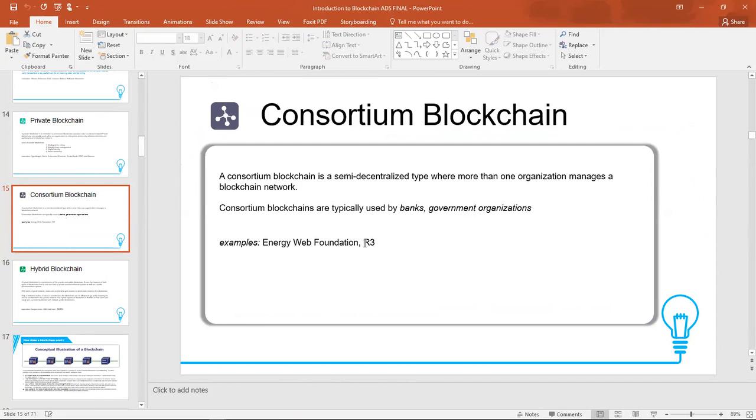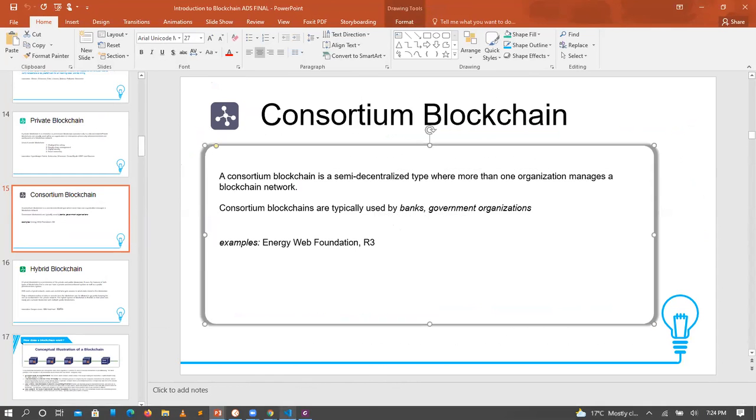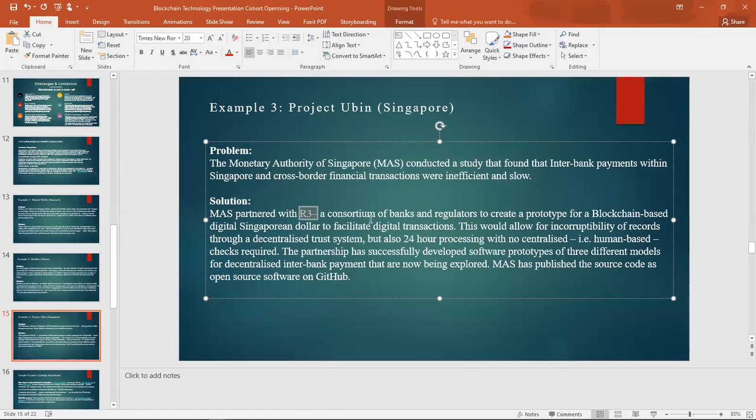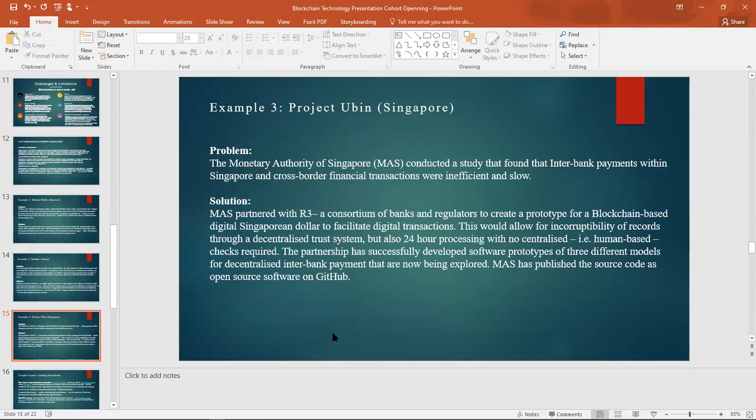So that is one of the examples, R3, and MAS partnered with them, a consortium of banks and regulators, to create a prototype for a blockchain-based digital Singapore dollar to facilitate digital transactions. This would allow for incorruptibility of records through a decentralized trust system, and also 24-hour processing with no centralized human-based checks required. The partnership has successfully developed software prototypes of 3 different models for decentralized interbank payment that are now being explored. MAS has published the source code as open source on GitHub.